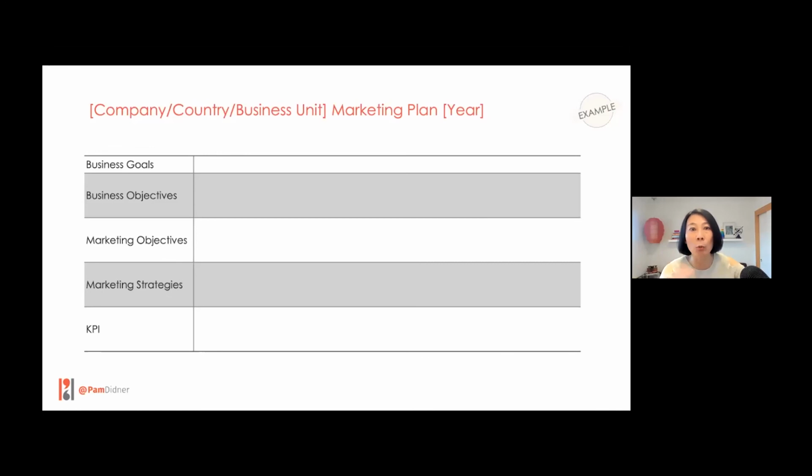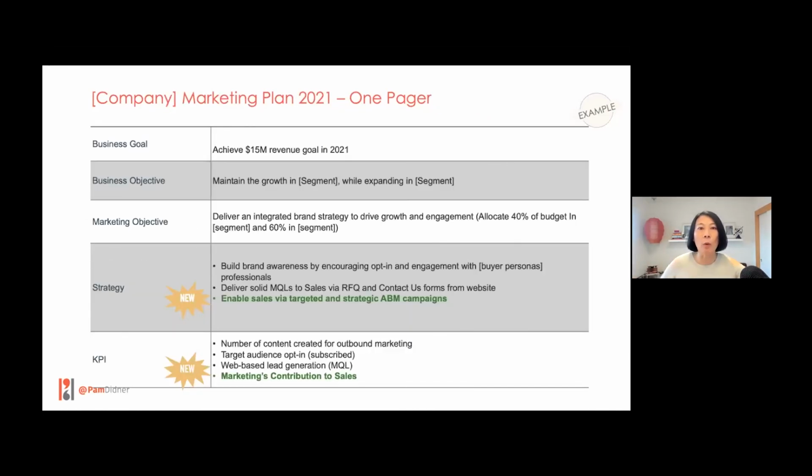Very simple. It's what I call a one-pager, not a two-pager anymore. And this is what I worked on with one of my clients. The business goal is to achieve 15 million in revenue, right? And the business objective is they want to maintain growth in segment A while expanding in segment B. So it's very sales driven.